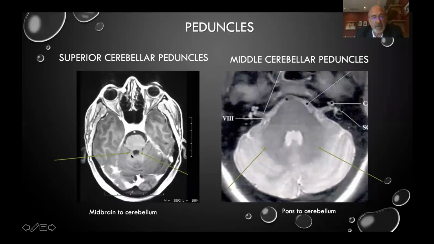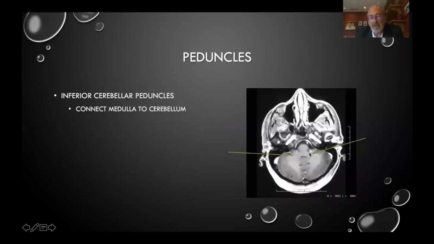Here we have superior cerebellar peduncles that link the midbrain to the cerebellum. The middle cerebellar peduncle is really not well defined, but they're going to connect the pons to the cerebellum. And then again, as we mentioned before, the inferior cerebellar peduncles are going to connect the medulla to the cerebellum. So as we go through these structures, I'll be making reference to these different collections of connectors, and they will stand out as important landmarks for you, okay?